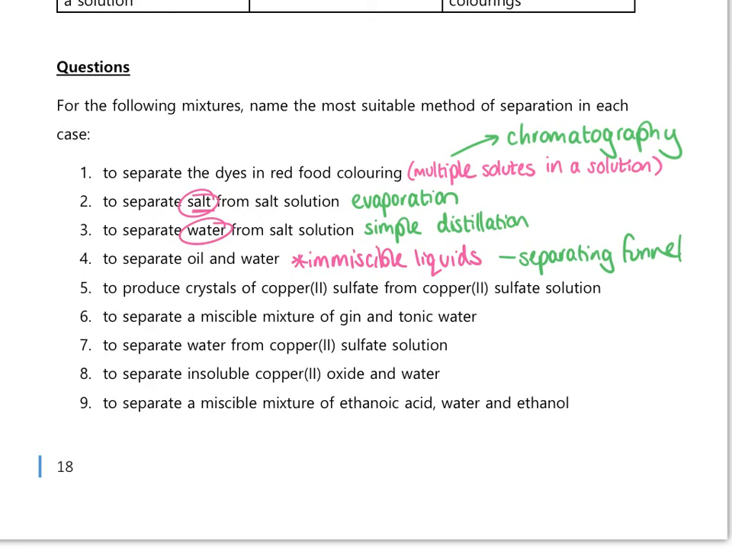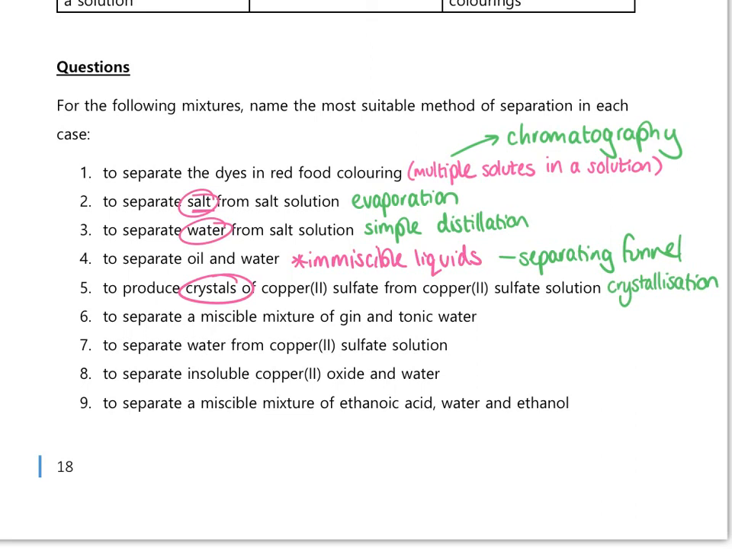So again, you're thinking you're getting a solute here from a solution. So I could use evaporation, but the question specifies I want crystals. And so what method might I use? It's slightly different. We use crystallization, which is that slower method of evaporation to give us nice big crystals rather than just a powdered solute. So crystallization is your answer.